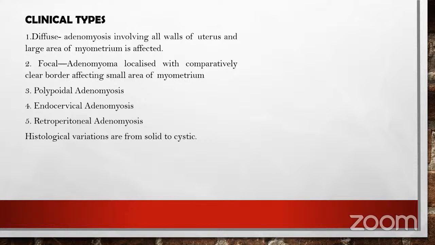Clinical types are diffuse adenomyosis, involving all the walls of the uterus, where a large area of myometrium is affected. Focal adenomyoma, localized with comparatively clear border, affecting a small area of myometrium. Polypoidal adenomyosis: when there are adenomyotic changes in the polyp, it is known as polypoidal adenomyosis. Endocervical adenomyosis, when it is placed in a localized area of endocervix. And retroperitoneal adenomyosis usually arises from the remnant of the mesenchymal tissue. Histological variations are from solid to cystic.